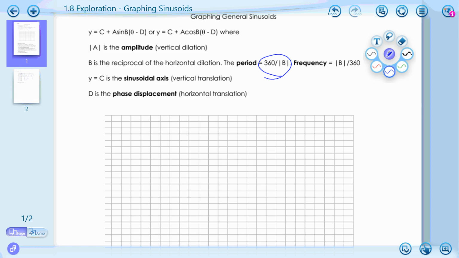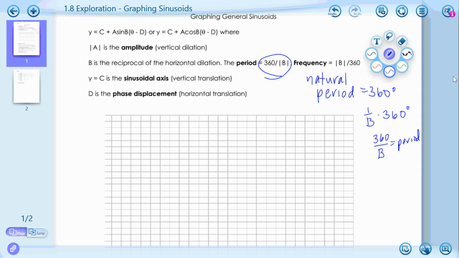So 360 degrees is the natural period of sine or cosine, right? That's how long it takes to complete a cycle of sine or cosine normally, 360 degrees. And if my dilation factor is 1 over b, then 1 over b times 360 degrees is going to give me the number of degrees it takes to complete a cycle in my dilated view. So 1 over b times 360 degrees is the same thing as 360 over b, and this is the new period. Remember, the period is the time or the number of degrees it takes to complete one full cycle.